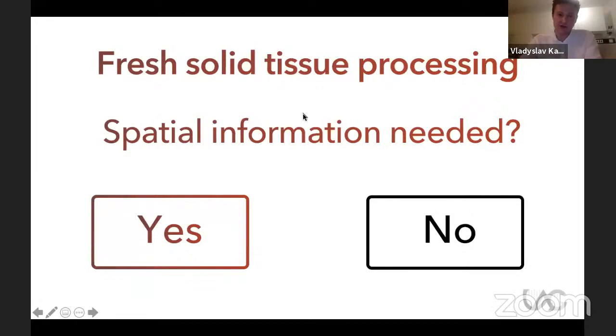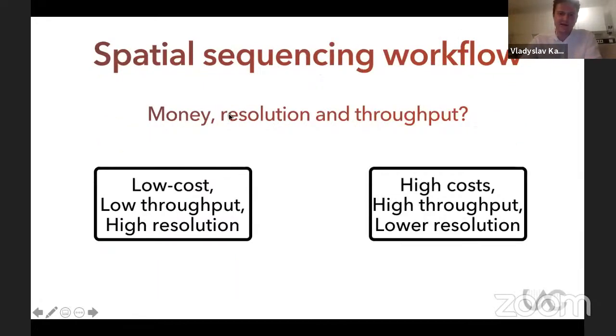So the questions that you might ask yourself in that case are, firstly, how much money do you have? Secondly, what is the resolution that you seek to have? And thirdly, the throughput that you want to gain. So if you don't have so much money, and if the throughput is not so important for you, but you want to gain a high resolution, you are going with this left path. On the other hand, if you have a lot of money and you want to have high throughput, really a lot of data generated by a little bit lower resolution, you can go with the right path in that case. So let's start here with the left part.